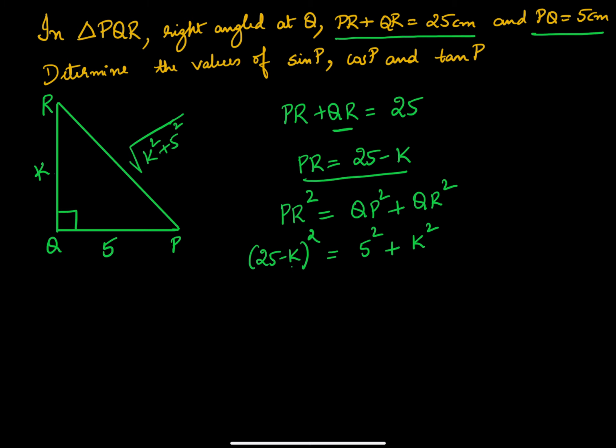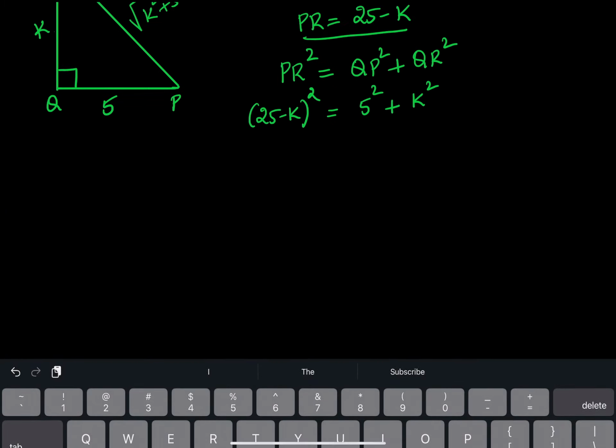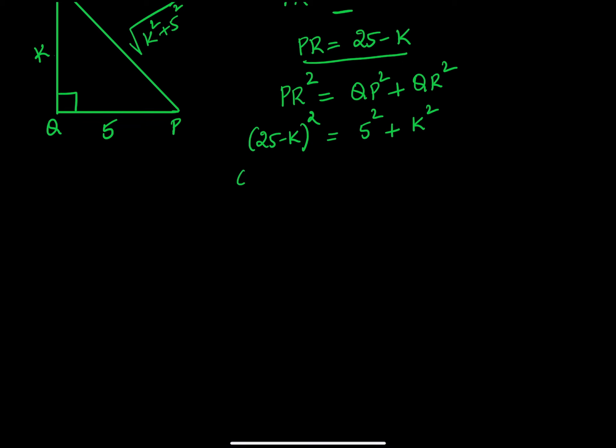Now let's apply A minus B the whole square here. 25 square is 625 plus K square minus 2 times 25K, 2AB, right? So this will be minus 50K is equal to 5 square is 25 plus K square.